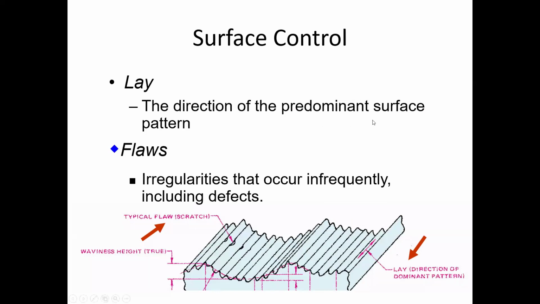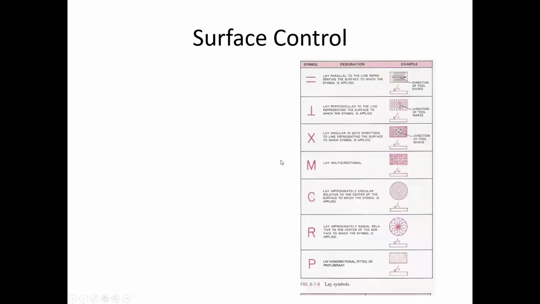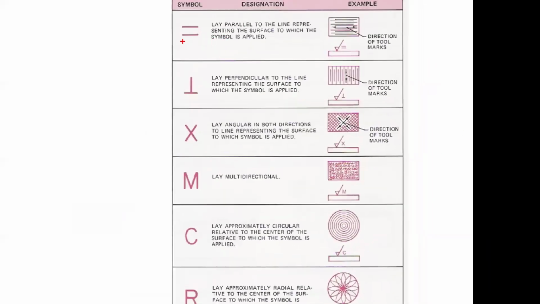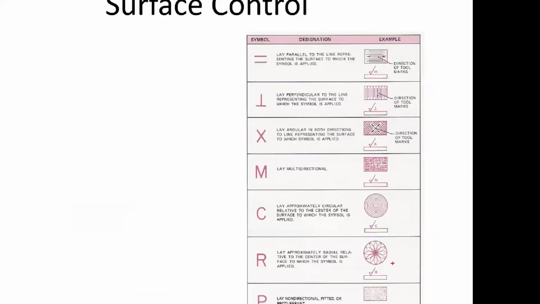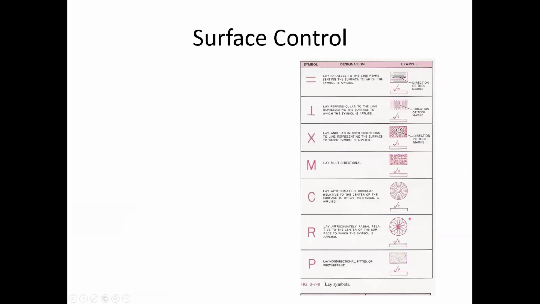So the lay is the predominant surface pattern left behind by the tool marks. Flaws are just irregularities that you really can't control. But here's some of the lay tool marks, and you've probably seen some of these if you look close. Parallel means the lines are parallel to the surface. Perpendicular, they're perpendicular to the surface. Maybe it's got an X pattern. Maybe it's multi-directional, circular, radial. You can always refer back to this table if you're not sure, but there's not going to be a lot of these, if even any. I don't know if I've got any projects, but I do think it's something that you may encounter.